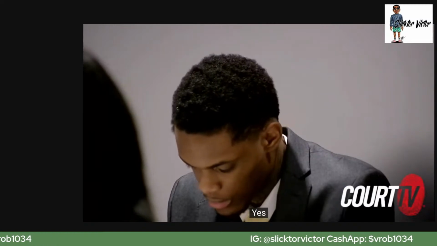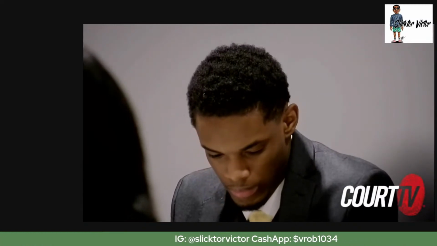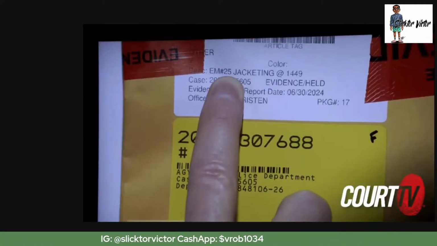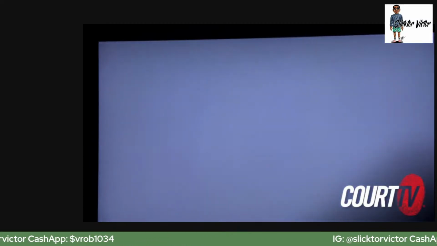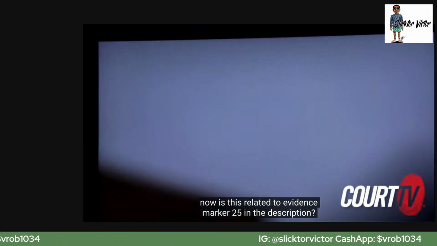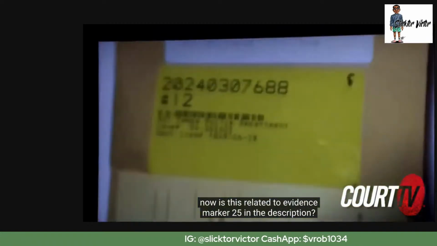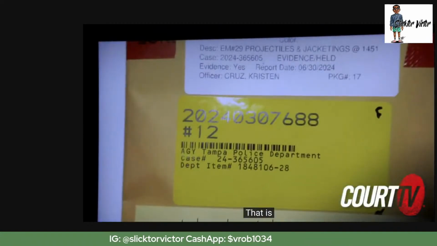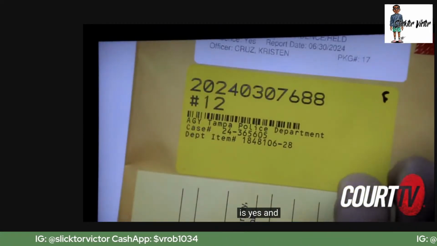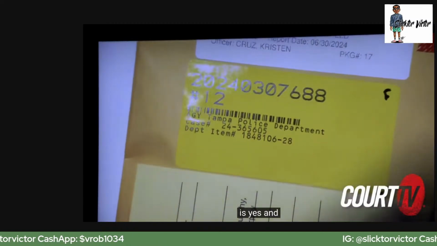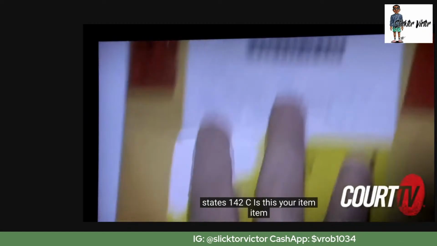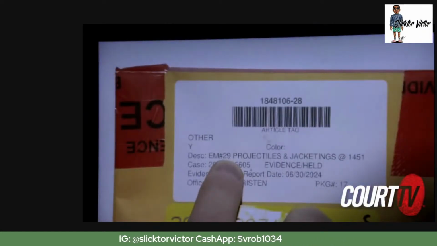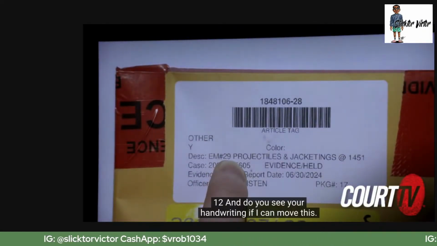And back to 142B, same thing. Is this related to evidence marker 25 in the description? Yes. And States 142C, is this your item 12? And you see your handwriting. Yes. Exhibit, okay. And is this related to a described item at evidence marker number 29? Yes, it is.